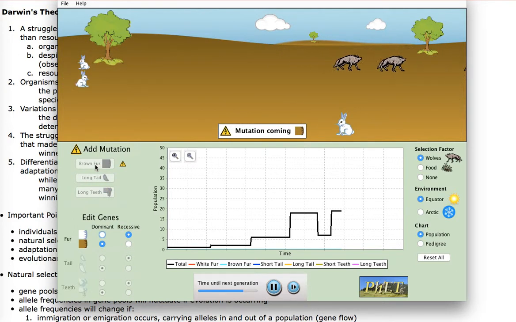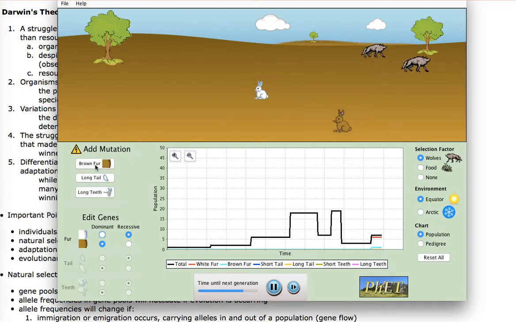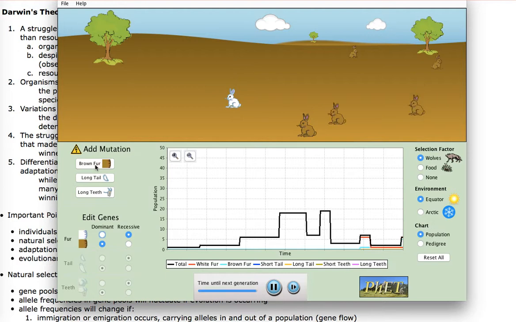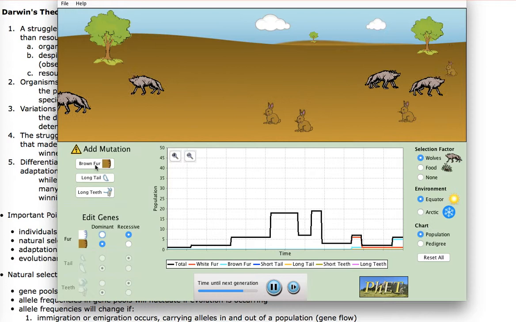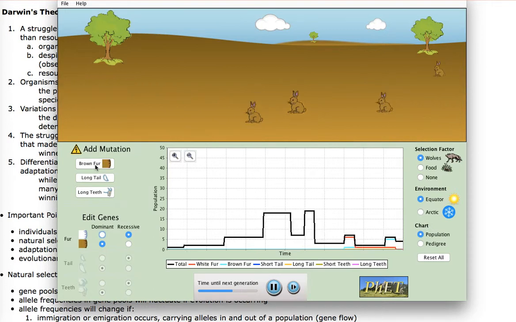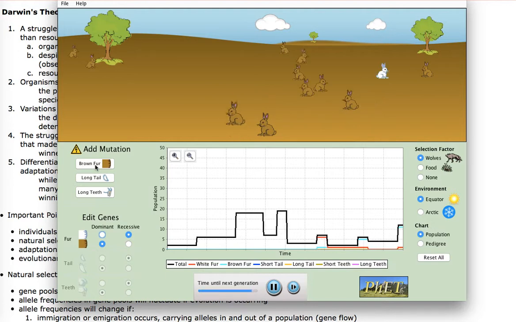So we click the little button to add a mutation, and now when the white rabbits reproduce, they'll probably have some brown babies. Remember now, Darwin said there's variation in every feature in a population, and look at that, we have a brown baby. The wolves don't see the brown baby, and thankfully there's still a white rabbit. The brown one and the white one can breed, and they'll have, oh, look at all those little brown baby rabbits running around. The wolves can't see the brown rabbits very well, so now the brown rabbits are camouflaged. They are more fit than the white rabbits were.